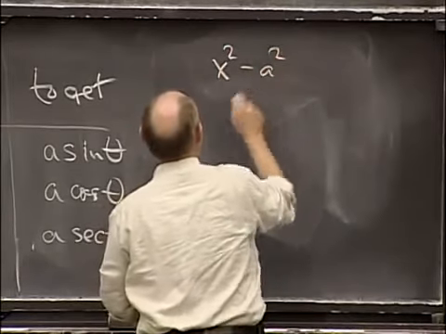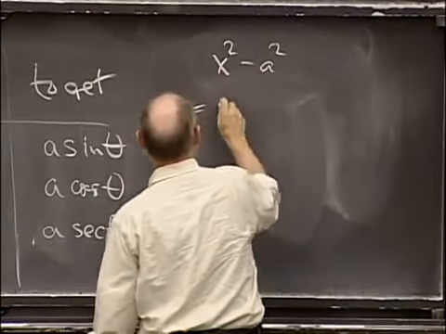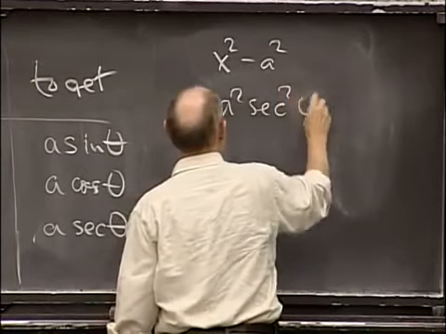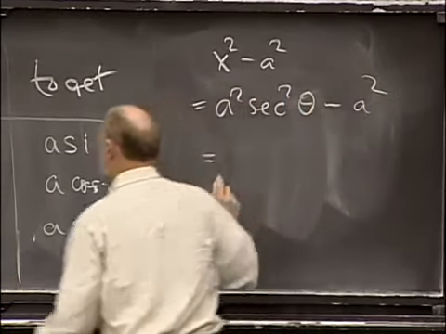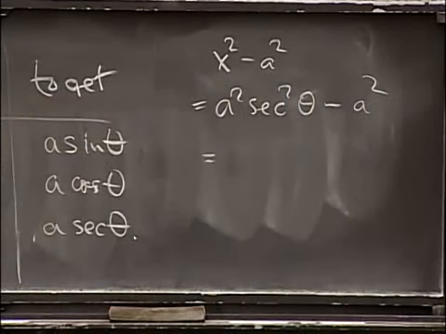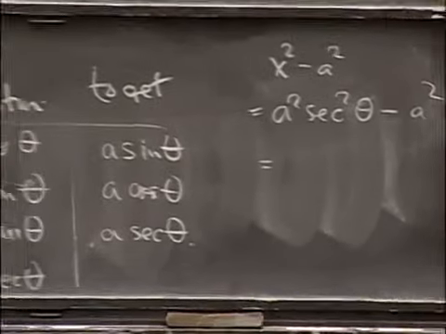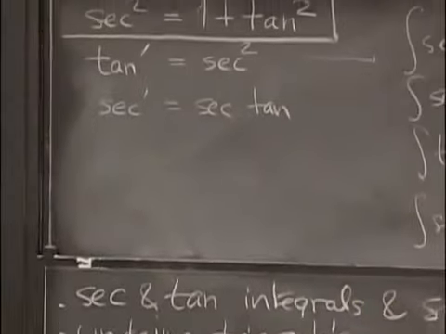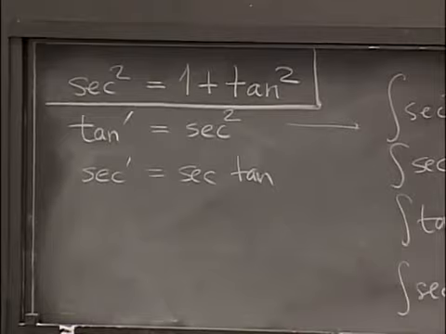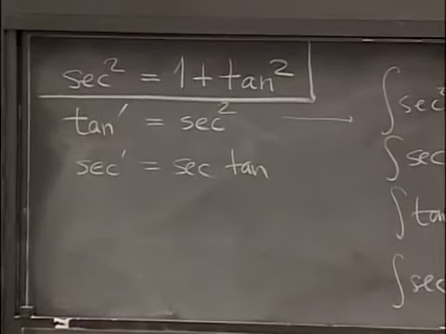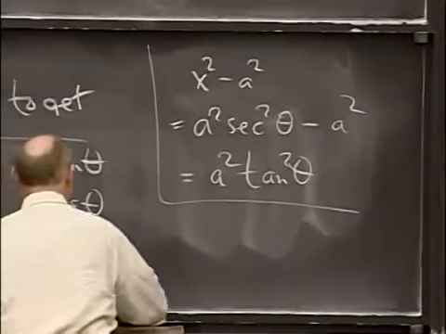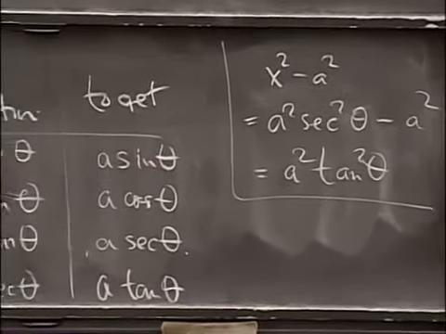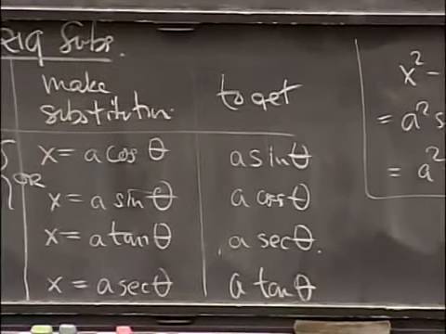X squared minus a squared is a squared secant squared theta minus a squared under this substitution. That's secant squared minus 1. Well, put the 1 on the other side, and you find tangent squared coming out. So this is a squared times the tangent squared of theta. And so that's what you get. After I take the square root, I get a times the tangent of theta.